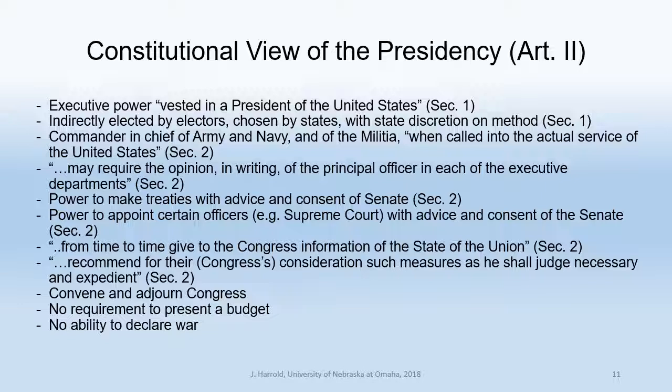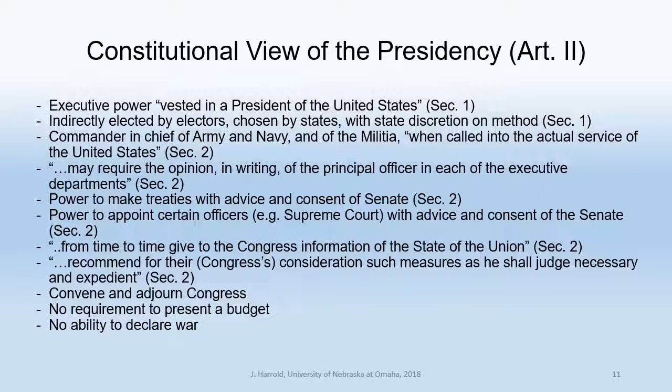This is the constitutional view of the presidency, and this is the view that really was taken to task by the Brownlow Committee and the Reorganization Act of 1939. Executive power was vested in a president of the United States. The president was indirectly elected, chosen by states with state discretion on method. The president was the commander-in-chief of the Army and the Navy and the militia. And the part that everybody forgets about was what the Constitution says: when called into actual service of the United States. And my argument is that the way the Constitution is written, the military belonged to the Congress. The Congress made the laws for the military. The president did become the commander-in-chief when called into actual service of the United States.